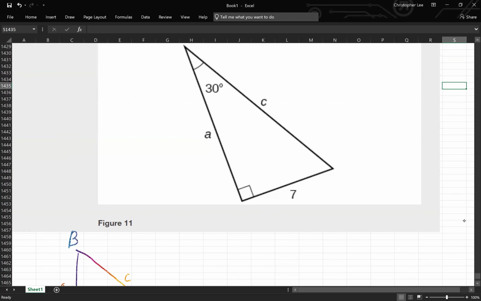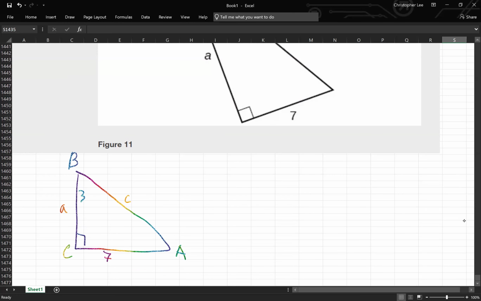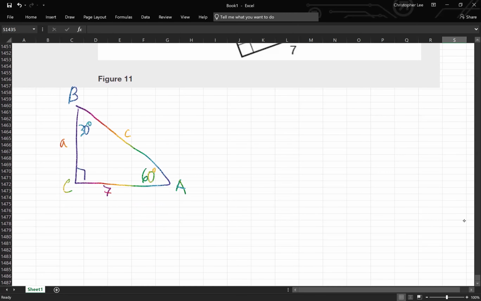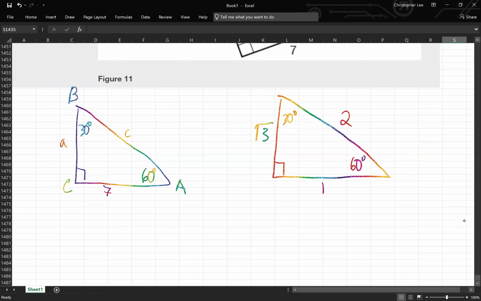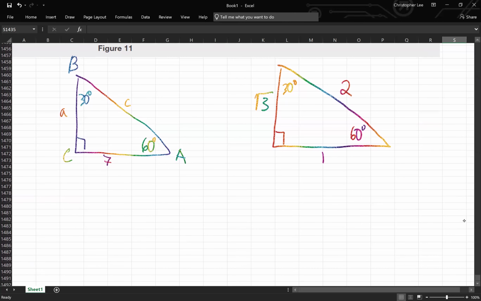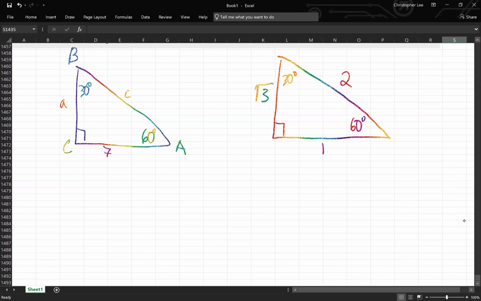Oh, I'm leaving something out, right? This is 30 degrees. If that's 30 degrees, then I know that that's 60 degrees, right? Real simple. And remember, we had a special right triangle before where opposite the 30-degree angle was 1, the hypotenuse was 2, and then this was square root of 3. So what we could use here now is we can actually use ratios to get our answer. Check this out. I'm going to show you something real cool.